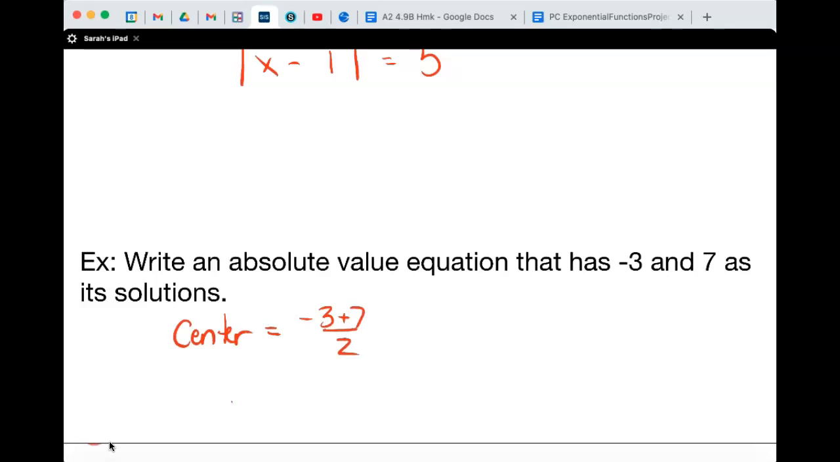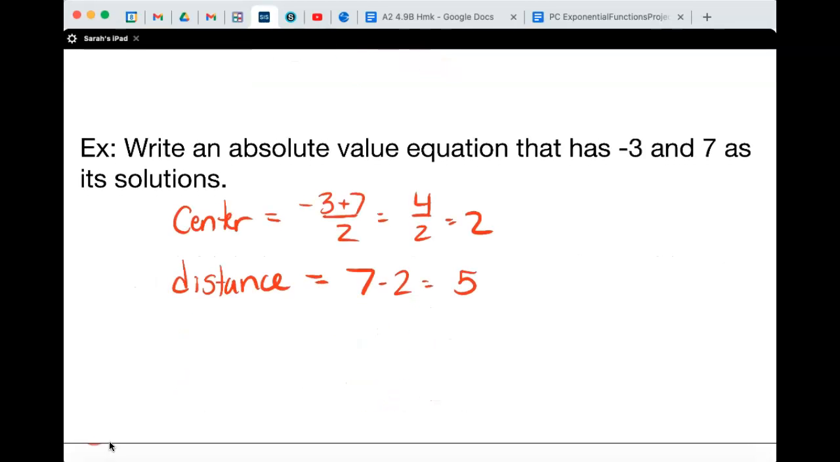So negative 3 plus 7. Okay, so the exact middle of negative 3 and 7 is 2, which you could find by graphing it and going in the middle. How can I find the distance? 7 minus 2. 7 minus 2, which is 5. Okay, so then how would I write my absolute value equation? Absolute value of x minus 2.